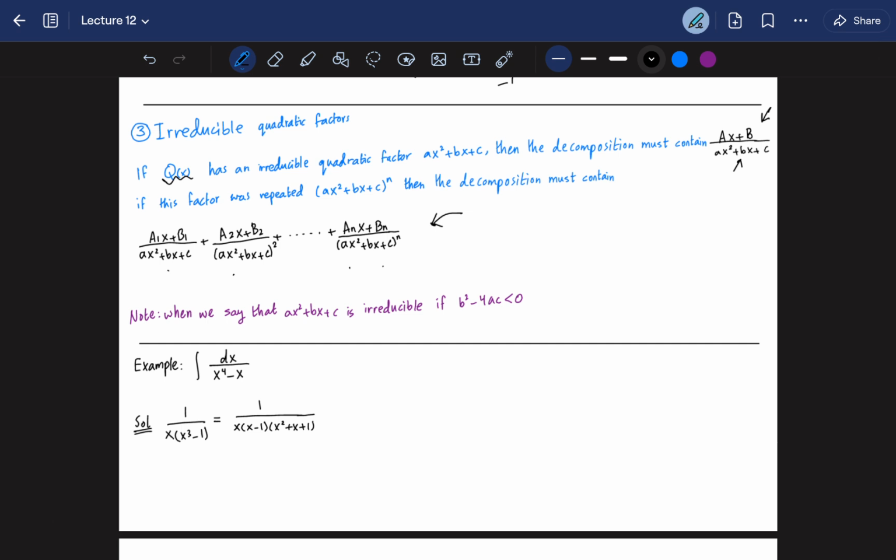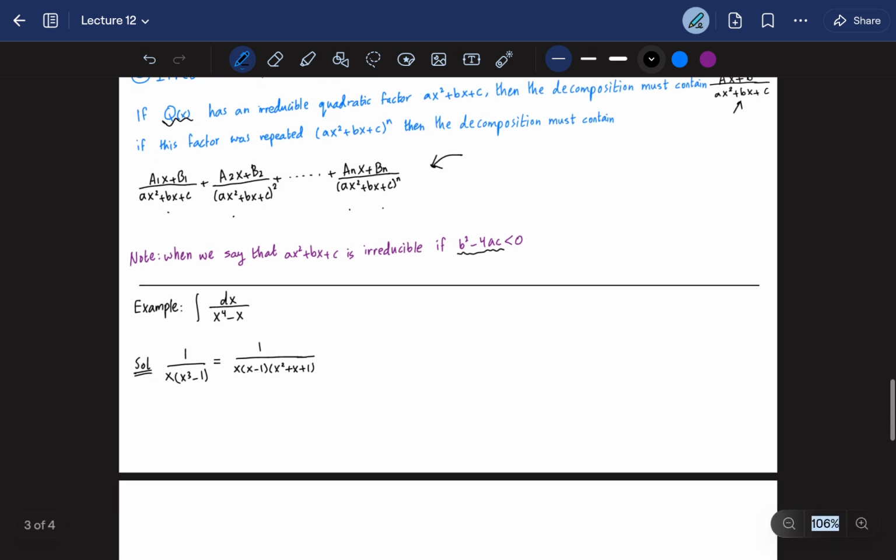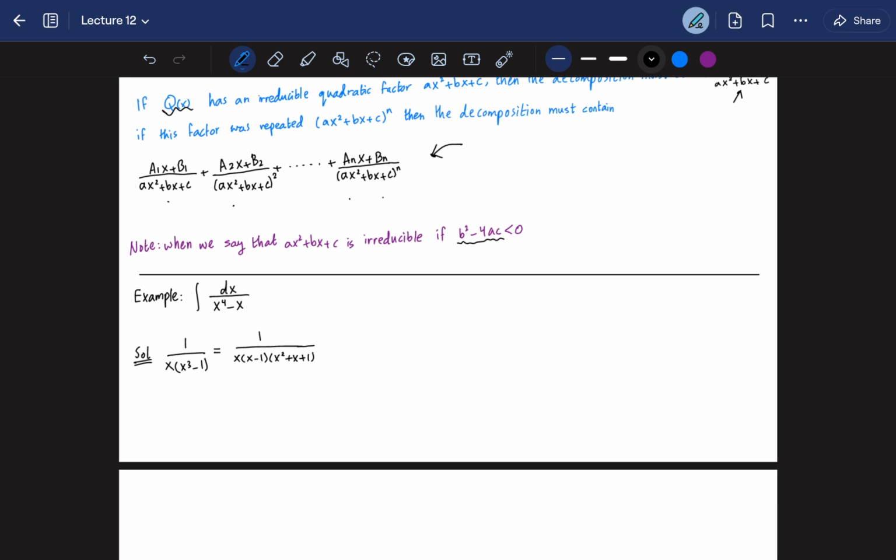Now, when I say irreducible, this means I can't factor it. So if you remember from the quadratic formula, we used b squared minus 4ac. If this is less than 0, this means that my polynomial does not factor anymore. So let's try this example.